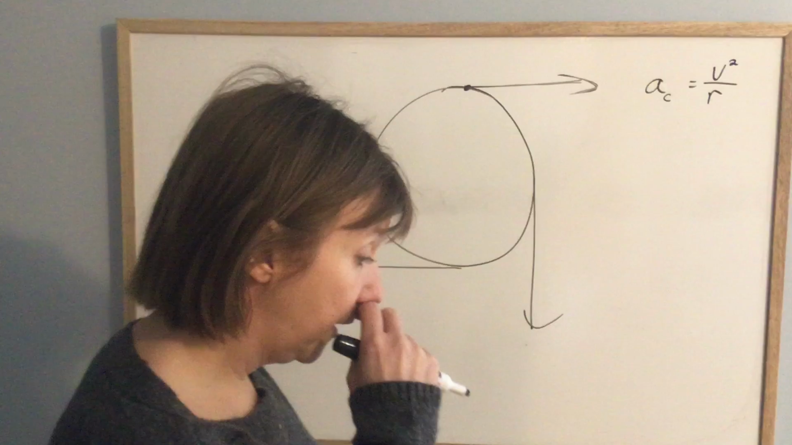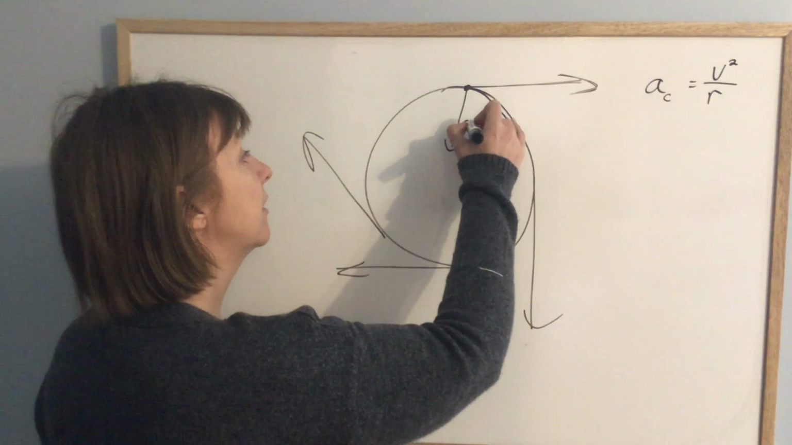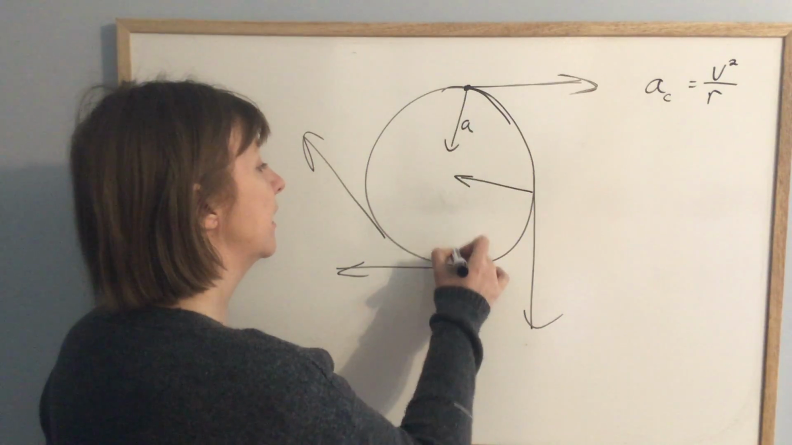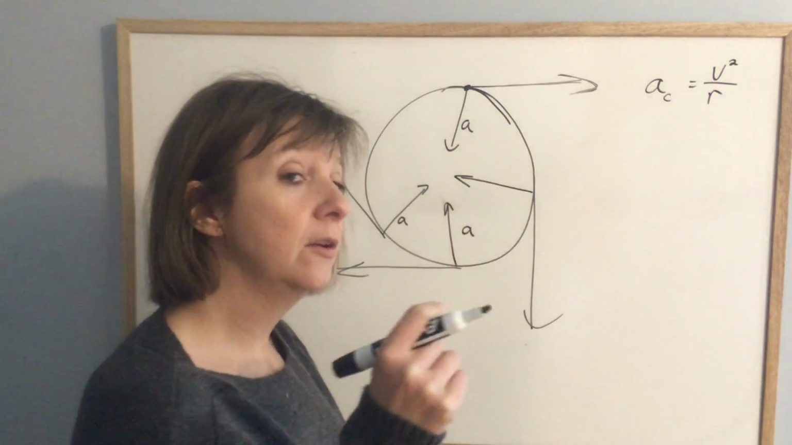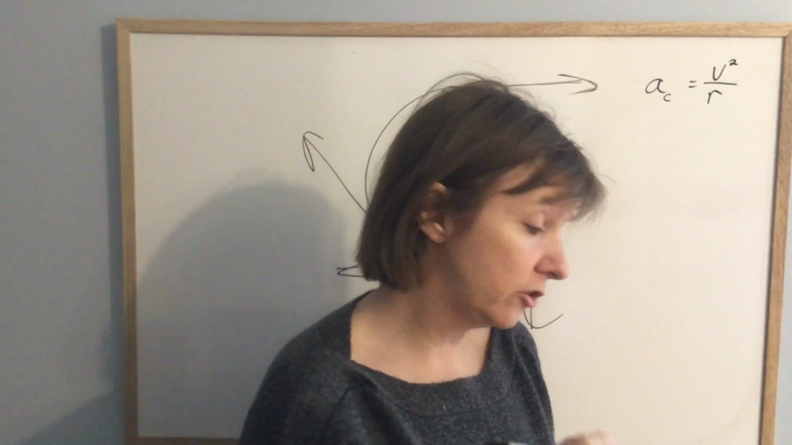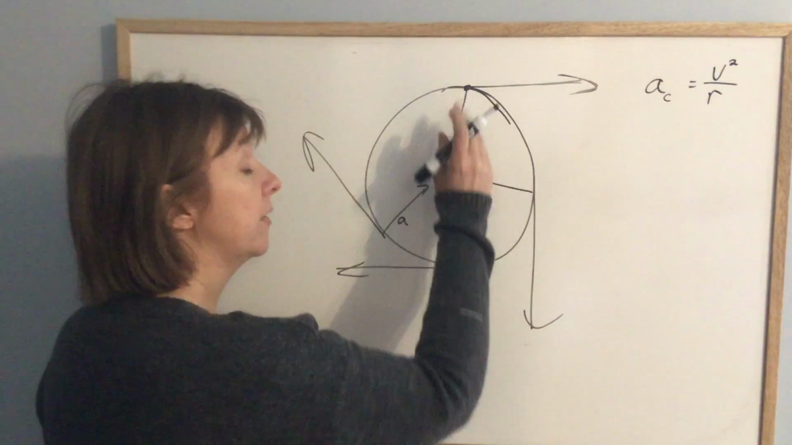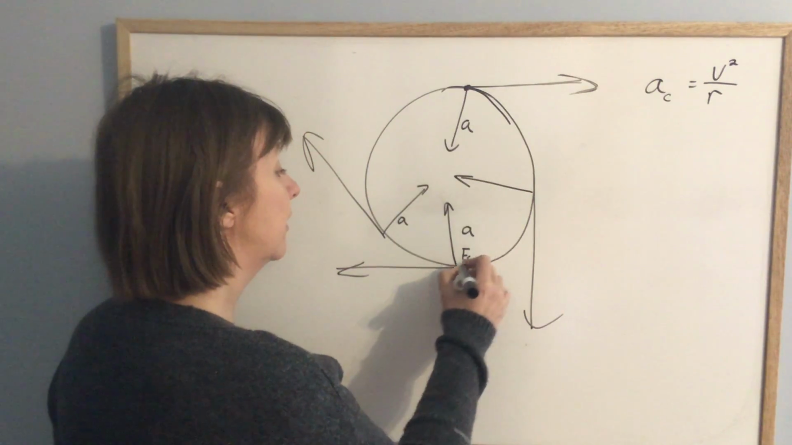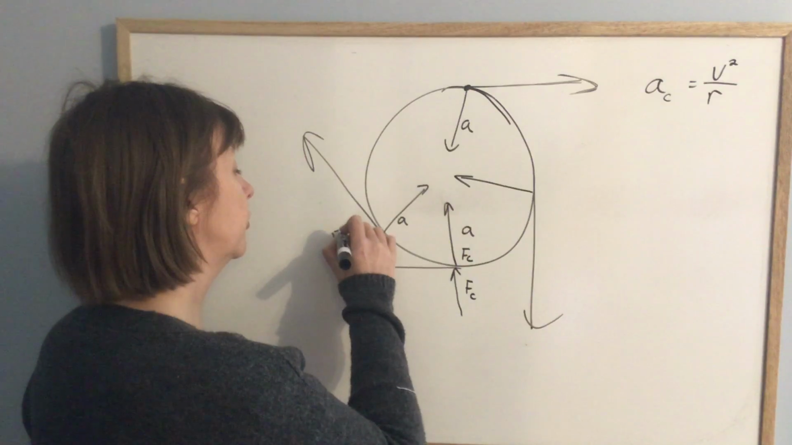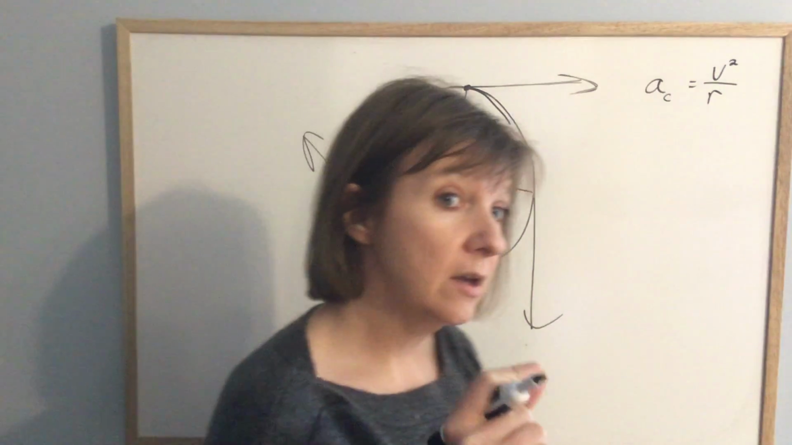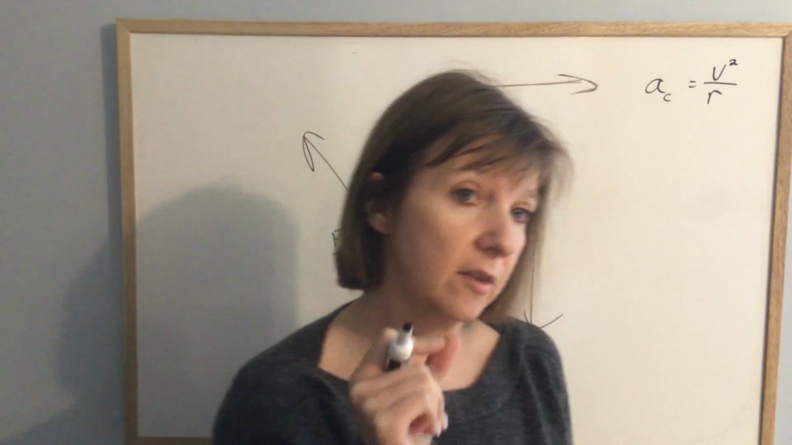When you are accelerating in a circle, you are always accelerating towards the center of the circle. No matter where you are, your acceleration is towards the center of the circle. So what is making you accelerate in that direction? Centripetal force is making you move in that direction. So centripetal force is always directed toward the center of a circle.